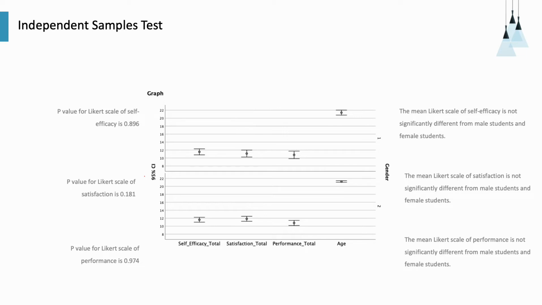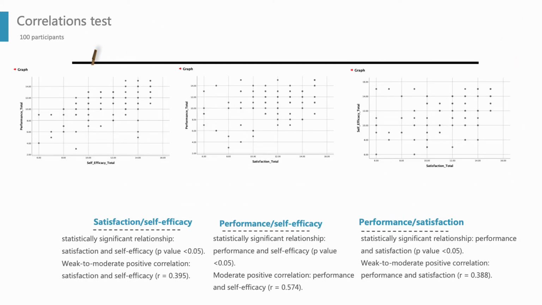we can know that the mean Likert scale of self-efficacy is not significantly different between male students and female students. The mean Likert scale of satisfaction is not significantly different between male students and female students. The mean Likert scale of performance is not significantly different between male students and female students. The correlations test showed that there are 100 participants in the study.